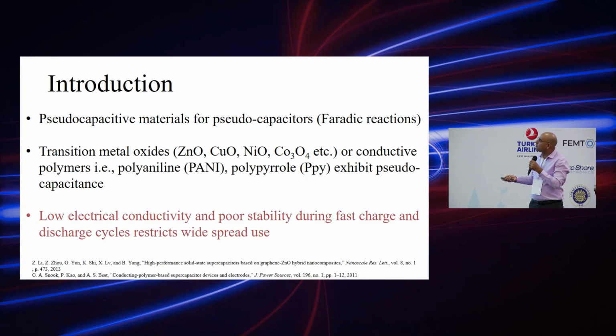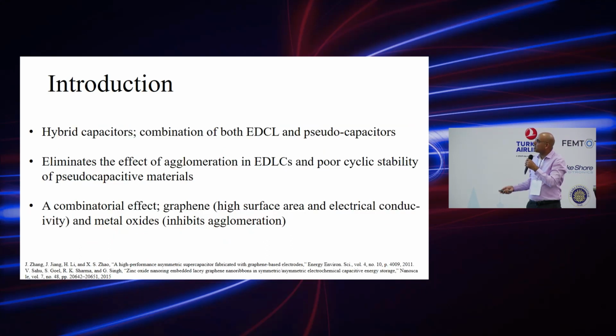So moving on to the introduction, we can make hybrid capacitors. Basically, we try to combine the EDLCs and the pseudocapacitors, to eliminate the effect of agglomeration in EDLCs and also the poor cyclic stability of pseudocapacitor materials. So we are trying to have a combinatorial effect of graphene, because it has a high surface area and high electrical conductivity, and then we can add those metal oxides to inhibit agglomerations.